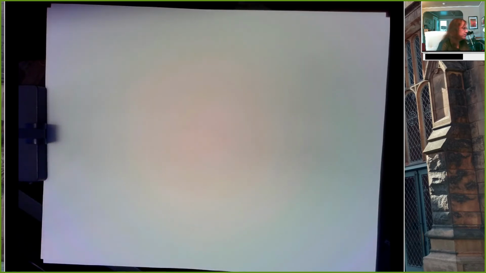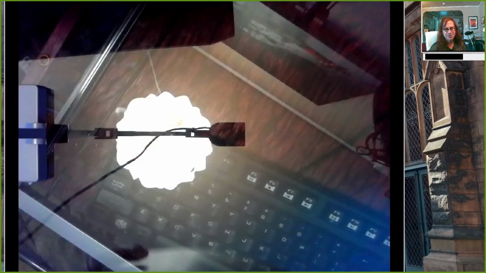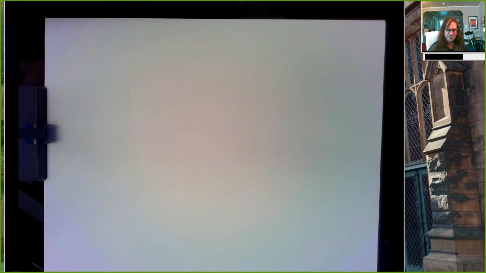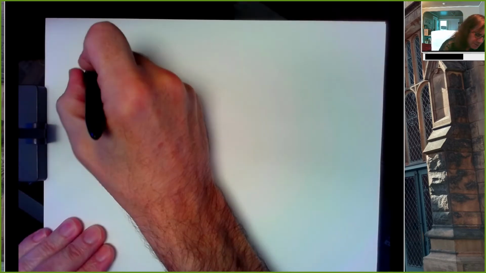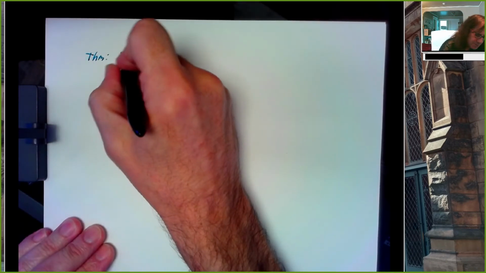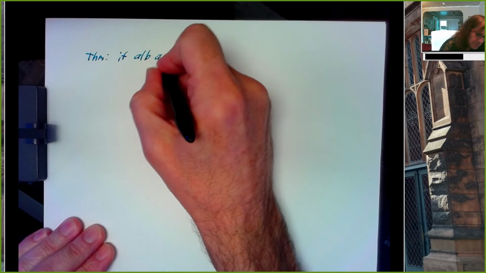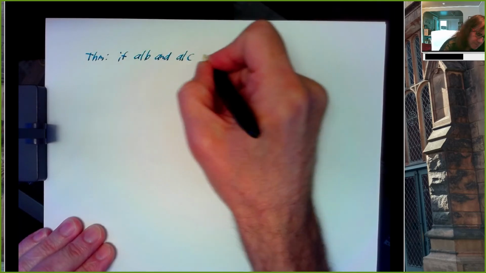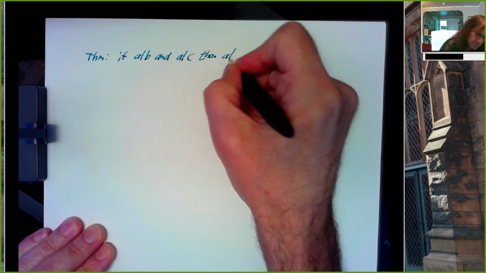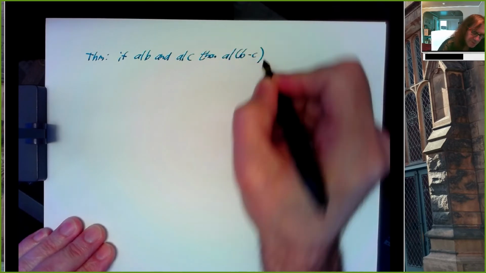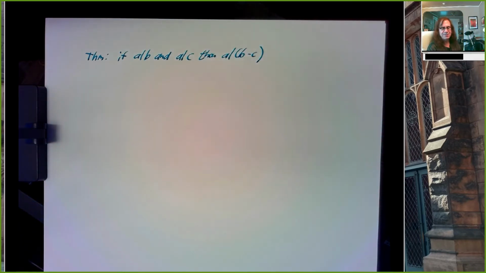And even though a proof is a search in an infinite search space, right? You're searching all the possible things that you could write down and trying to find the collection of things that leads you to your proof. In reality, most of these proofs end up looking more or less the same. So let me just show you another one. If A divides B and A divides C, then A divides B minus C.